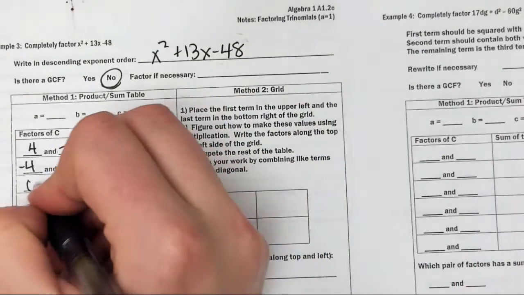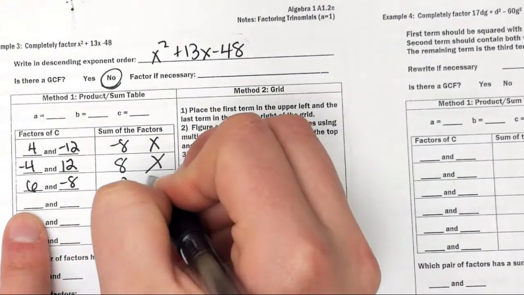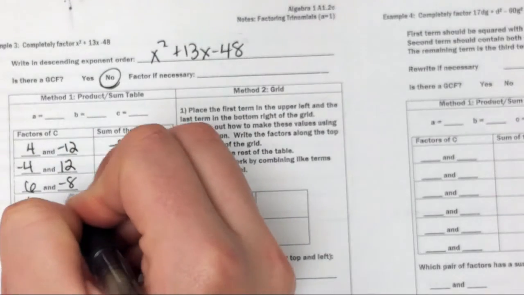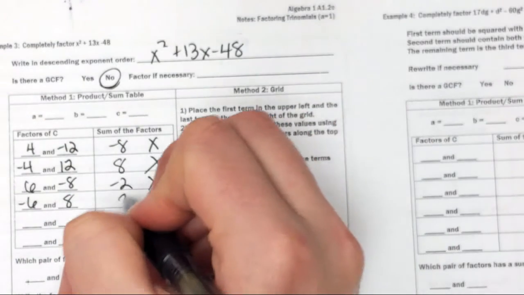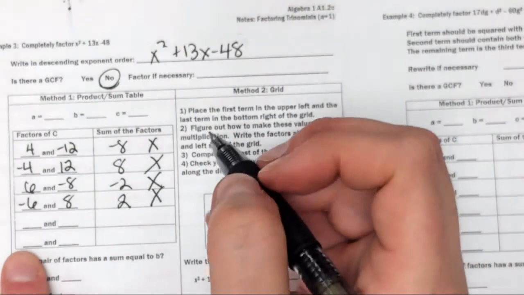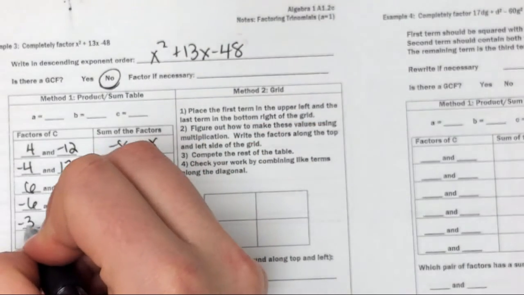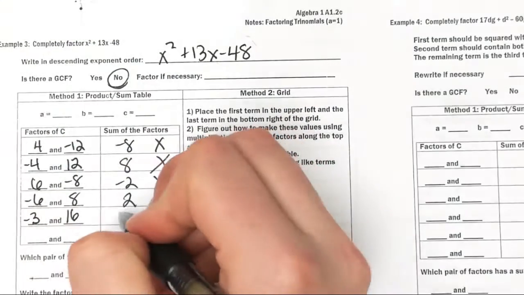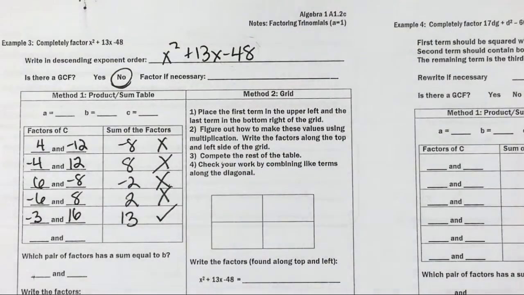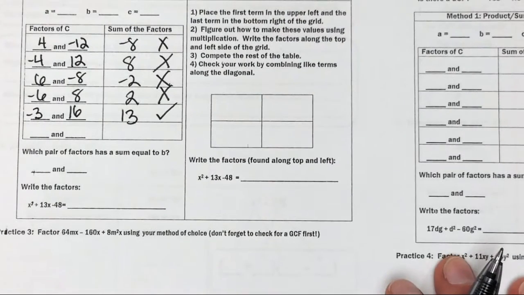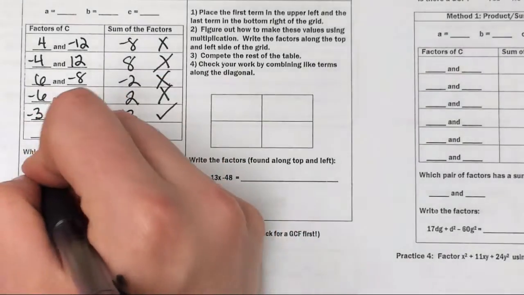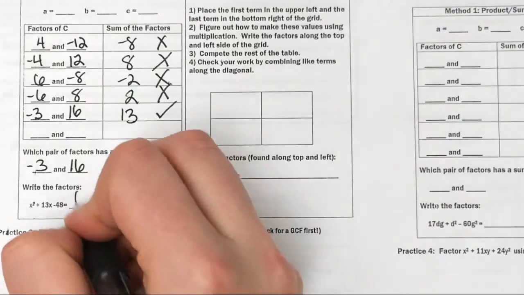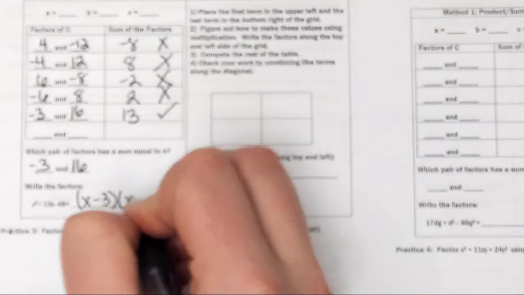All right, well, what about 6 and negative 8? That gives me negative 2 as the sum. That's not going to work. All right, I could try negative 6 and 8. That's going to give me a positive 2. Also not going to work. All right, negative 3 and 16 would be another option. And if I add those together, lo and behold, I get a positive 13. So those are the factors that I want. The pair of factors would be a negative 3 and a positive 16. So the two factors here would be x minus 3 and x plus 16.